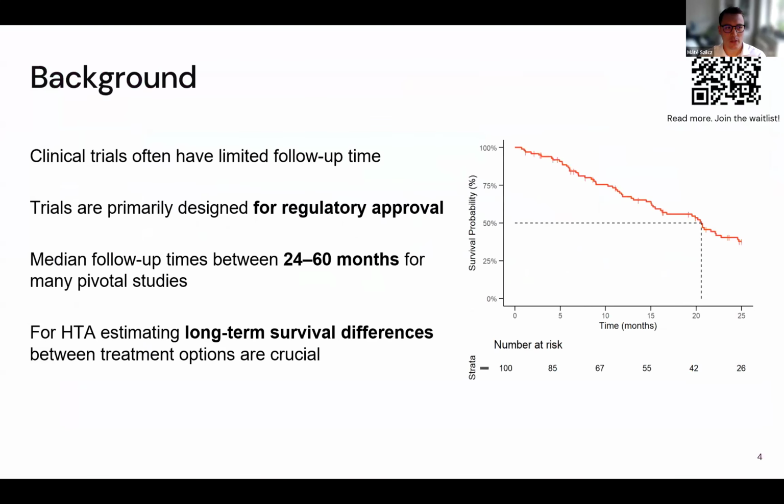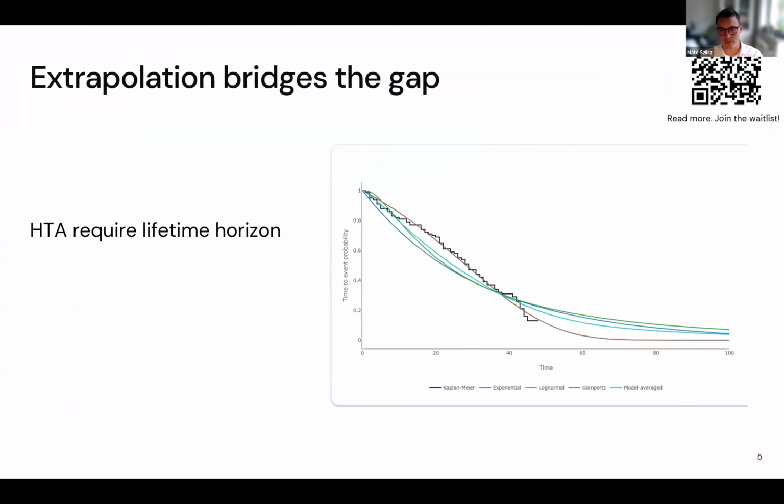So let's look at the background about extrapolations. What we know is that clinical trials have limited follow-up time, because they are designed for regulatory approval, and this means like 24, maybe 60 months in pivotal trials. But for HTA, we need long-term survival difference calculations, and what we can do for this is extrapolation. And this is a graph of how it usually looks, that you have the Kaplan-Meier curve and extrapolate different survival functions on it. And usually we use a lifetime horizon, especially in oncology.